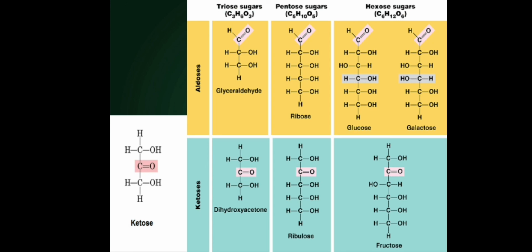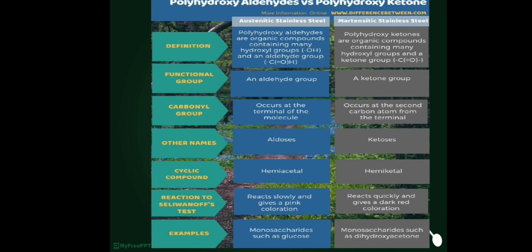Aldosis is attached to the above or first carbon in the structure, while the ketosis can be found in the second carbon of the structure. So that was the structural formula for ketosis and aldosis. Let's now move forward. These are the similarities and differences, or the summarization, of polyhydroxy aldehydes versus polyhydroxy ketones. For the definition, polyhydroxy aldehydes are organic compounds containing many hydroxyl groups and an aldehyde group, while polyhydroxy ketones are organic compounds containing many hydroxyl groups and a ketone group.